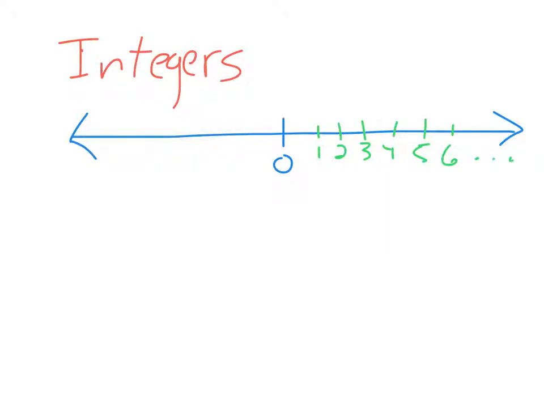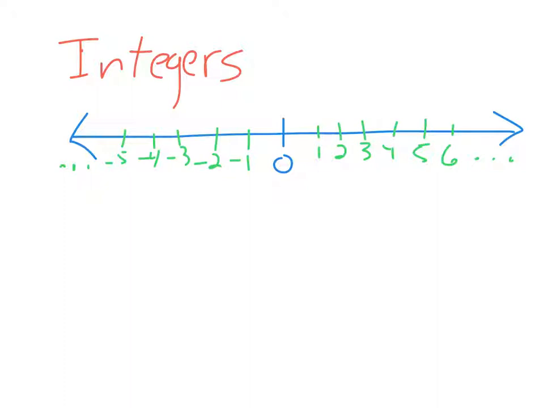If I go to the left of 0 on the number line, we're looking at negative integers. It counts the same pattern, but in the opposite direction: -1, -2, -3, -4, -5, and once again I could go on forever, but I'm going to stop there at -5.